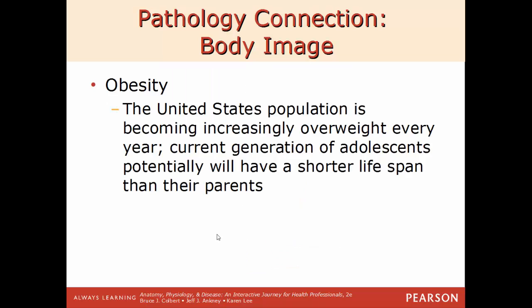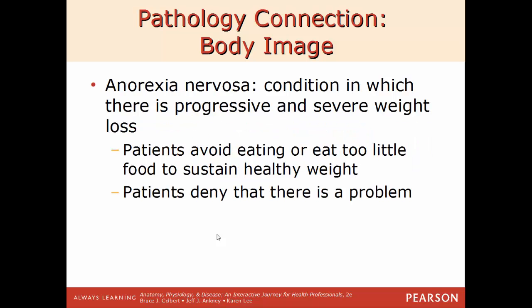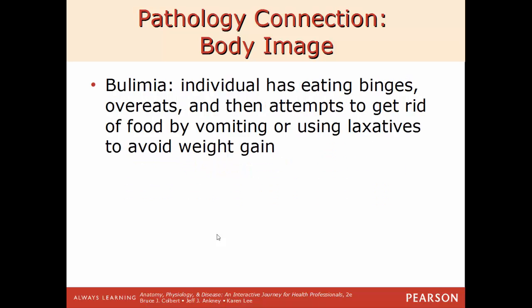Alright, next we'll talk about another pathology connection with body image. We'll talk about obesity. Now, the United States population is becoming increasingly more overweight every single year. So there's a current generation of adolescents that will potentially have a shorter lifespan than their parents because they are becoming obese much earlier in life. Anorexia nervosa. This is a condition where there's a progressive and severe weight loss. Patients will often deny that they have a problem, which is not surprising. The people who have this condition will either avoid eating at all or will eat too little in order to sustain a healthy weight. Bulimia.